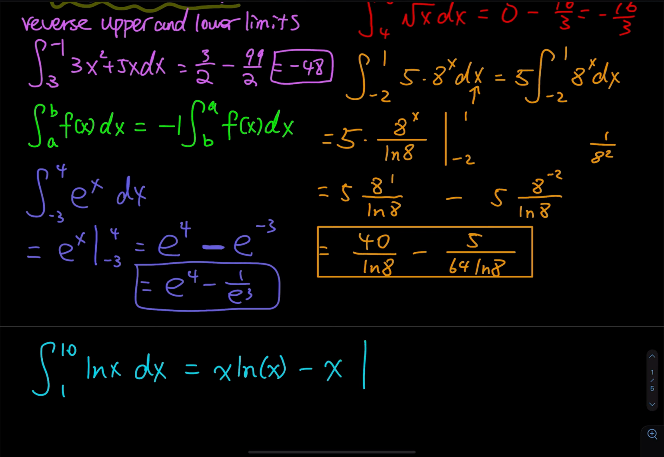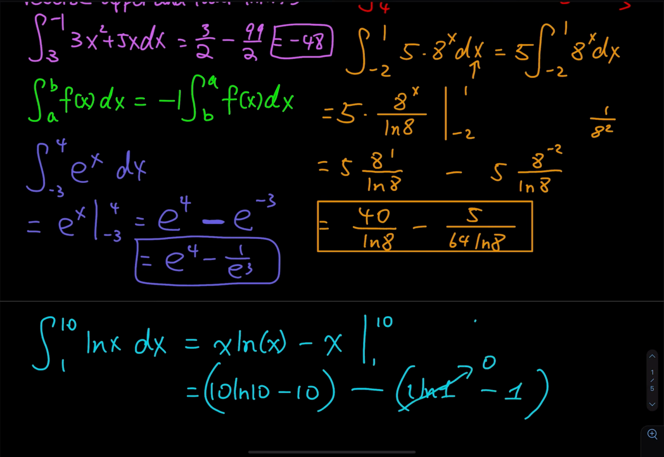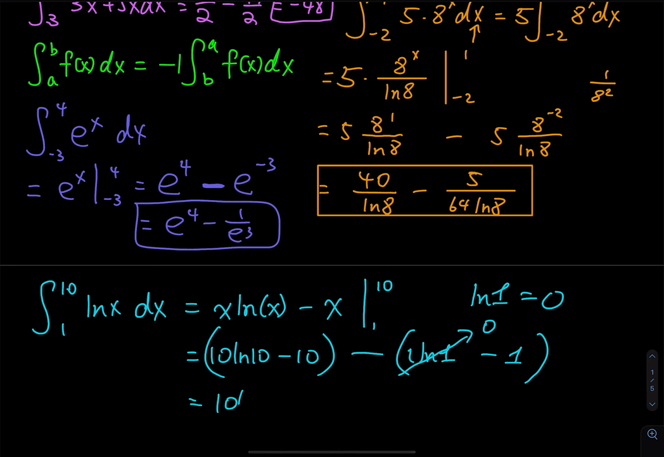So this is from 1 to 10. And then you just plug in. So you have 10 ln 10 minus 10. So this is one piece. It's always a minus. And then you have 1 ln 1 minus 1. What is ln 1? ln 1 is equal to 0. So ln 1 is always equal to 0. So the whole piece is equal to 0. So therefore, you have 10 times ln 10, and then this is a 10 minus the negative 1, which is a negative 10 plus 1. So you have a minus 9.